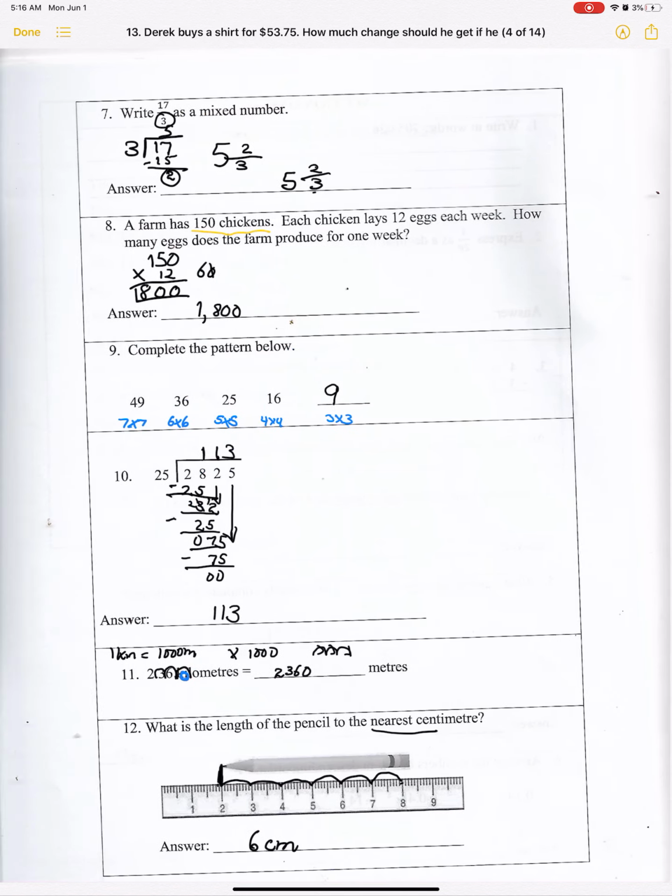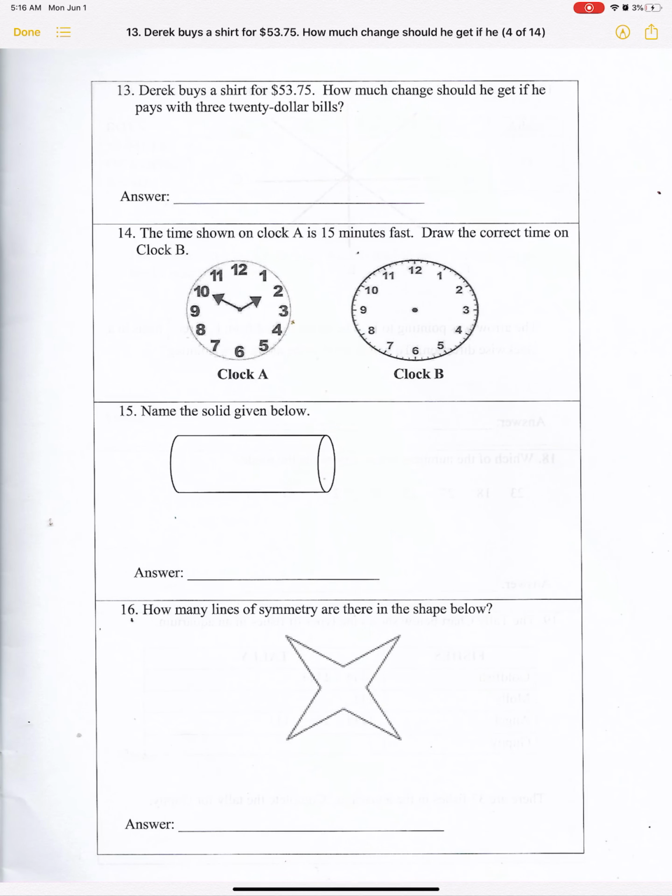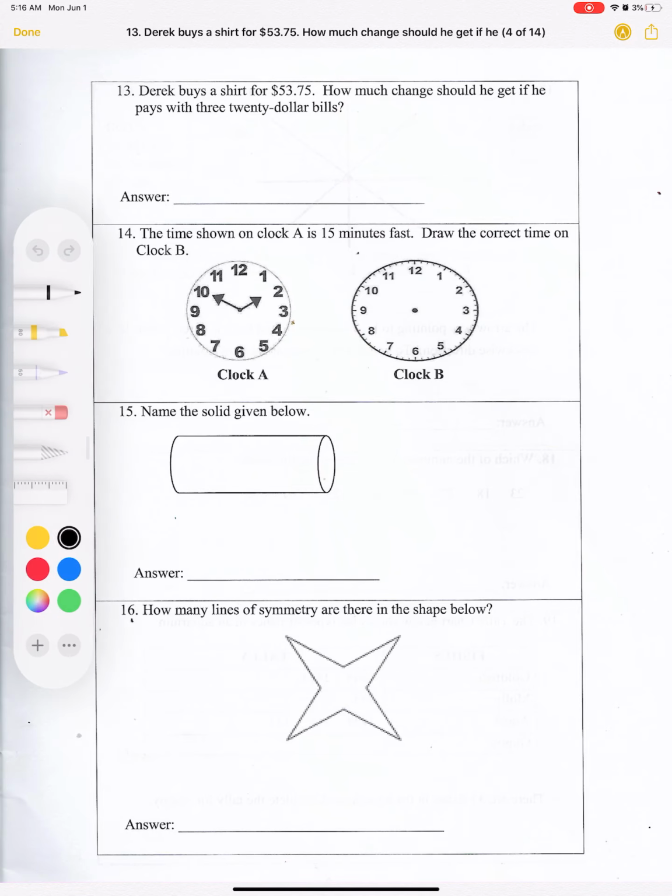Okay. It's 13 I'm at now, yes. Derek buys a shirt for $53.75. How much change should he get if he pays with 3 $20 bills? Well, 3 $20 bills we know are $60, so it's just $60 take away $53.75.